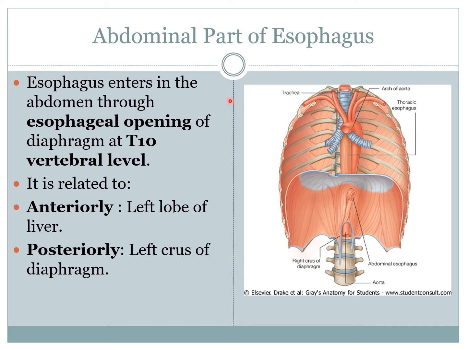The abdominal part of the esophagus enters the abdomen through the esophageal opening of the diaphragm at the T10 vertebral level. It is related anteriorly to the left lobe of the liver and posteriorly to the left crus of the diaphragm. Here you see anteriorly the trachea and posteriorly the esophagus. This is the thoracic part of the esophagus and this portion is the abdominal part. Here is the esophageal opening in the diaphragm at the level of the 10th thoracic vertebra, and it continues with the cardiac part of the stomach to form the cardioesophageal junction.